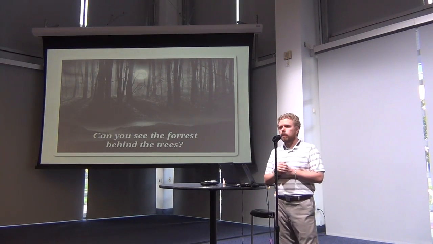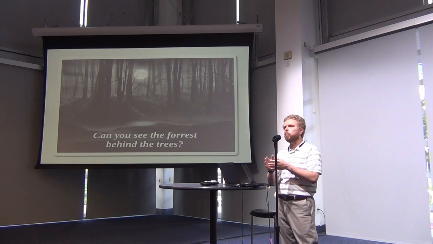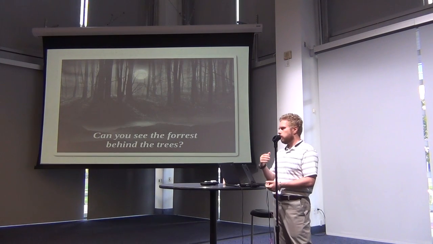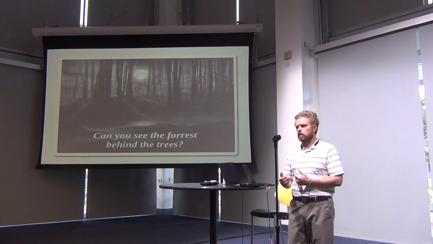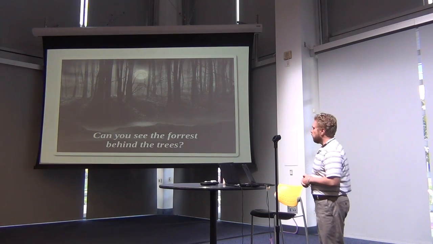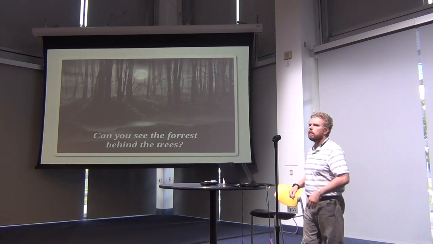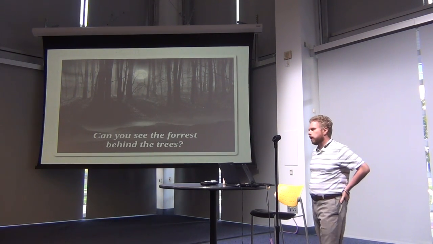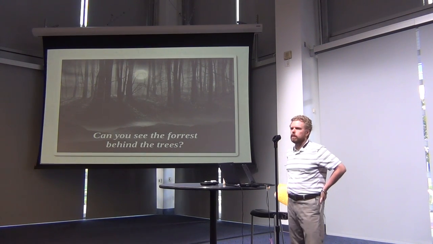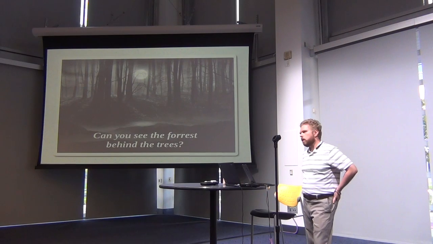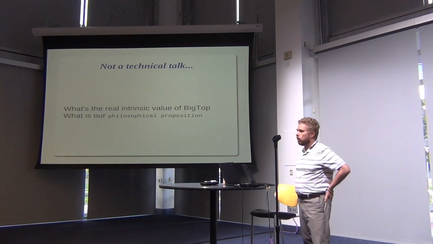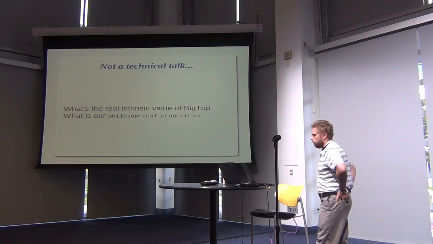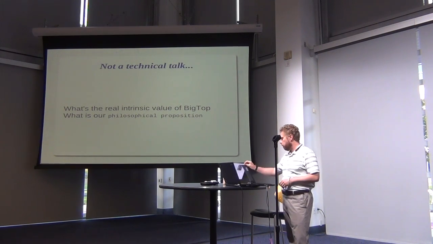BigTop, right? So BigTop has very many moving parts, right? So BigTop has a mailer, BigTop has a packaging system, BigTop has shell scripts, a deployment mechanism, a testing infrastructure, which is called a test. So these are multiple trees which hide the forest, right? And I would like to specifically concentrate on what is the forest of these trees, right? So what is BigTop trying to solve? What is the bigger picture behind BigTop? Actually, what is the philosophical proposition of BigTop, right? So what are you trying to make here? Why are you doing it?